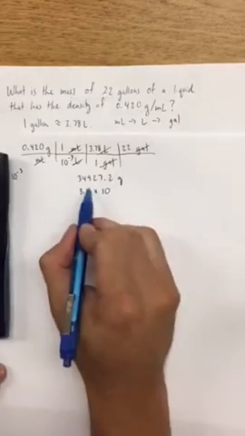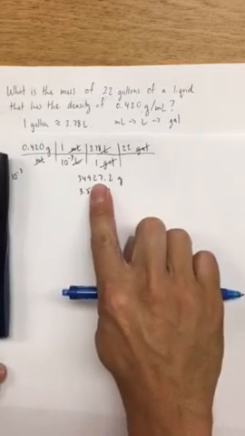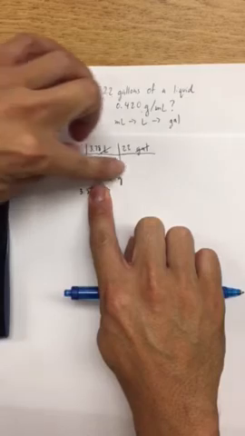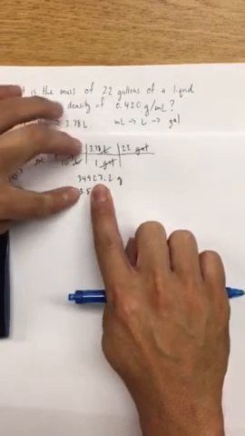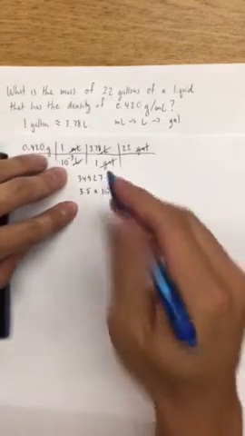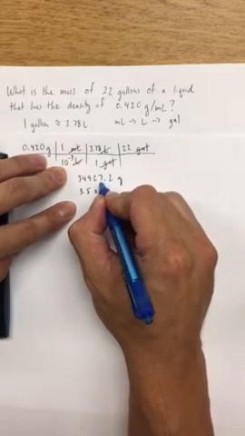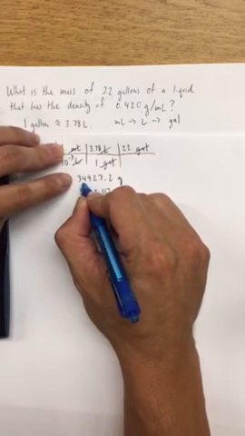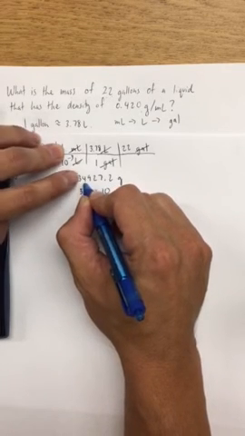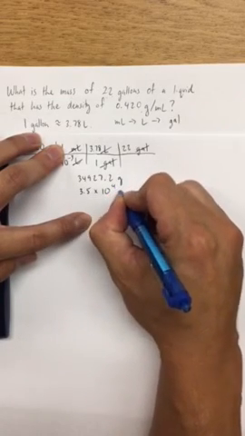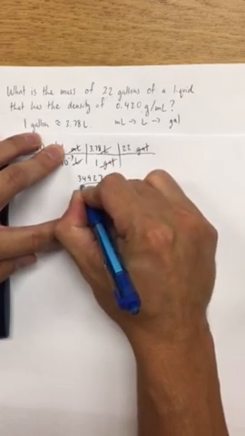Now, since 3.5 is a small number, and we're trying to make it a large number, we need to multiply by 10 to the positive power. We're going to move the decimal 1, 2, 3, 4 places to get it between the 3 and the 4, right? So this is going to be times 10 to the 4th gram. And circle your answer.